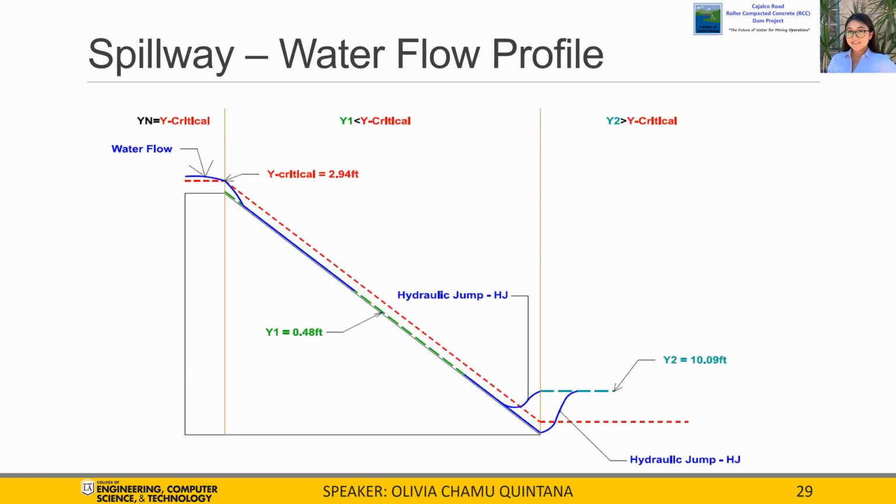Here, we take another look at the water flow profile, which was constructed from the water depth along the spillway. At the crest, the normal depth is equal to the critical depth. In the middle section, Y1 is less than the critical depth. And at the hydraulic jump, Y2 is greater than the critical depth. This image shows two possible hydraulic jumps that could occur near the bottom of the spillway.